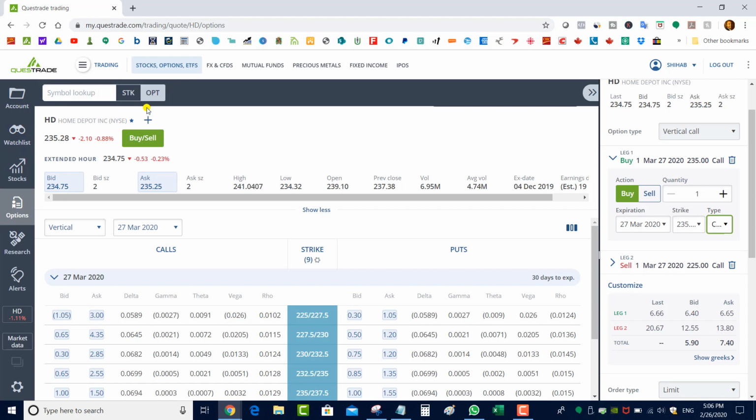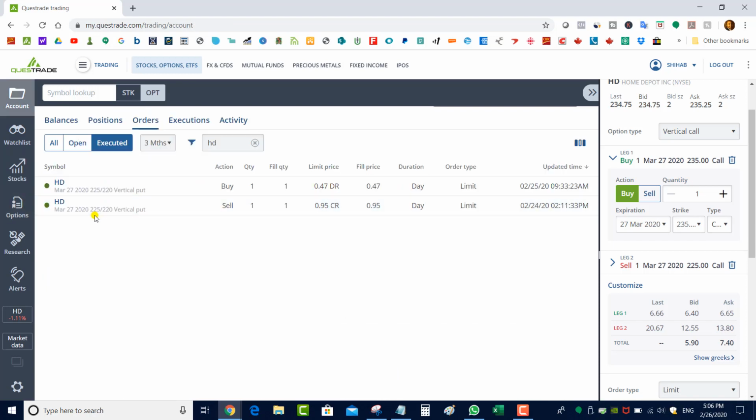But when I placed my trade on Monday, Home Depot was trading at 240, and it was also around 15 points of expected move. So that's why I picked a 225 short strike. So I sold the 225 put option. I bought the 220 put option expiring March 27. So when I do that, it gives me a credit. I collected a credit of 95 cents.